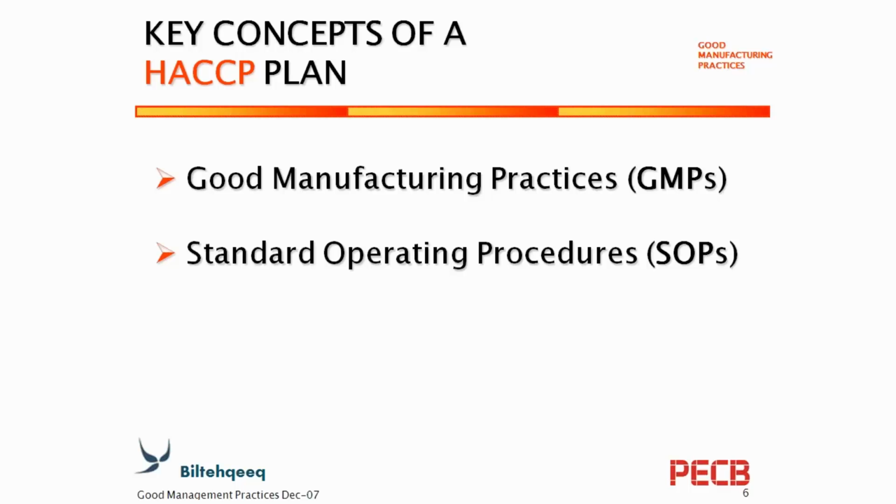If we talk about the HACCP plan, we must be familiar with the good manufacturing practices and standard operating procedures. Good manufacturing practices are all the practices which can eliminate the hazard or make our food management system safe from any hazard. And for this, we develop some specific SOPs, and these are called the standard operating procedures. So, like other quality management systems, this system is also based on some SOPs.